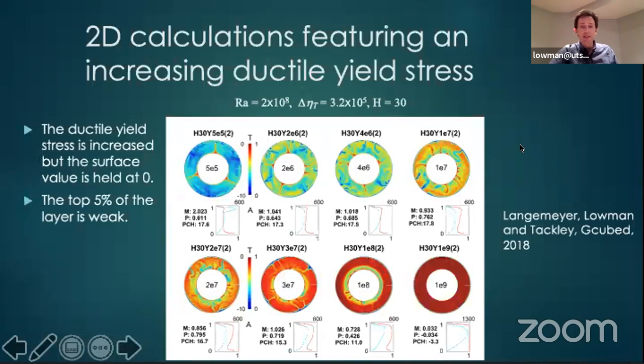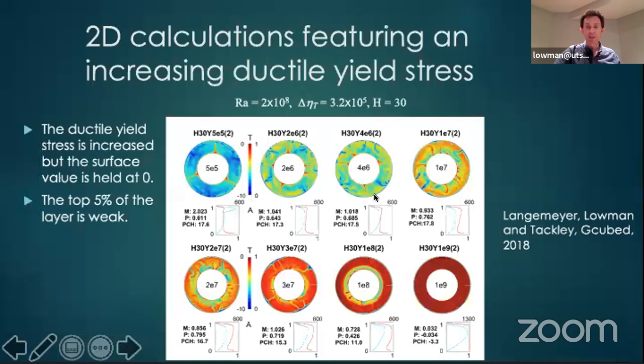So the 8 calculations that we show here illustrate the effect of the yield stress while holding the other model parameters constant. The ductile yield stress here is increased, but the surface value is held at 0, and the top 5% of the layer is weak.